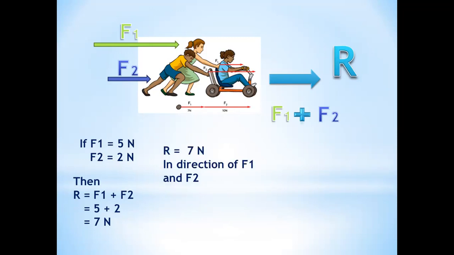Now R equals 7 newtons, or the resultant force equals 7 newtons. This is the magnitude of the force. But what is its direction? We said that the force has magnitude and direction. What is the direction of this force? Of course, it is the same direction of the push of F1 and F2, because both are in the same direction. And what is the angle between the two forces? The angle between the two forces is 0, because both forces are in the same direction.